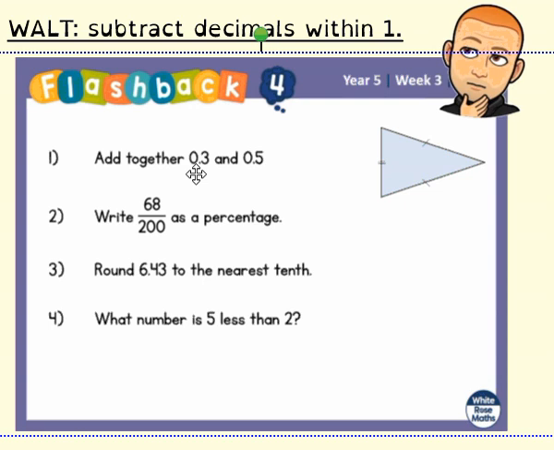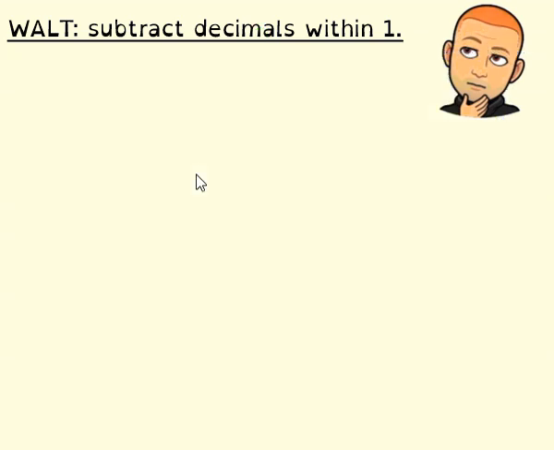Our learning objective, as it says at the top there, is to subtract decimals within 1. Yesterday we were looking at adding decimals using several different representations. Today we're going to do the same for subtracting decimals. A lot of these skills are hopefully going to be applied using your mental methods. But to help you do that, you've got to be able to picture the number line or the place value grid or the part whole model.